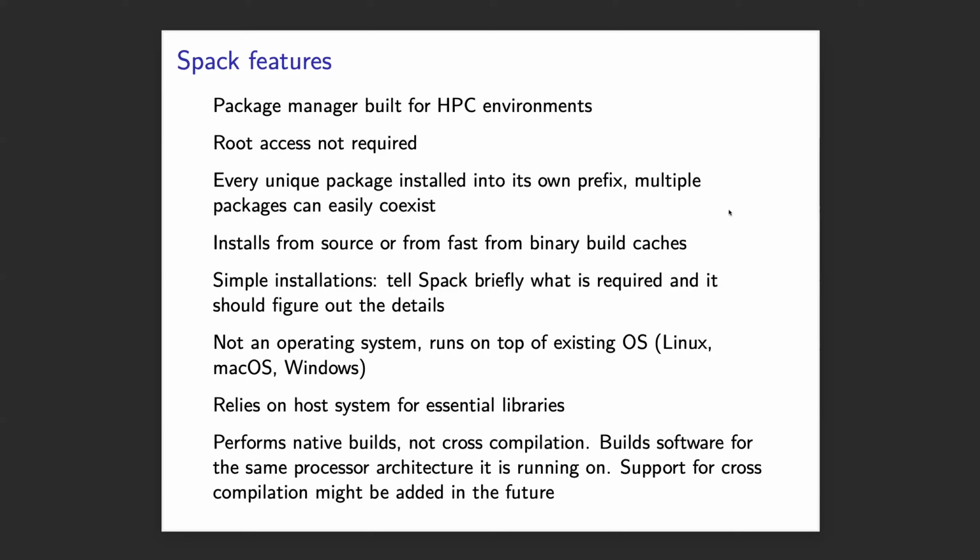Spack installs every unique package into its own prefix, so multiple packages can easily coexist. Even packages compiled with different flags can exist at the same time, which is useful. It can install from source, which can be slow. So it also has the ability to use binary caches, as we will see. Essentially, if it can be pointed to some repository which contains a previous build, it will not try to build from source, but it will just download the binaries from the cache.